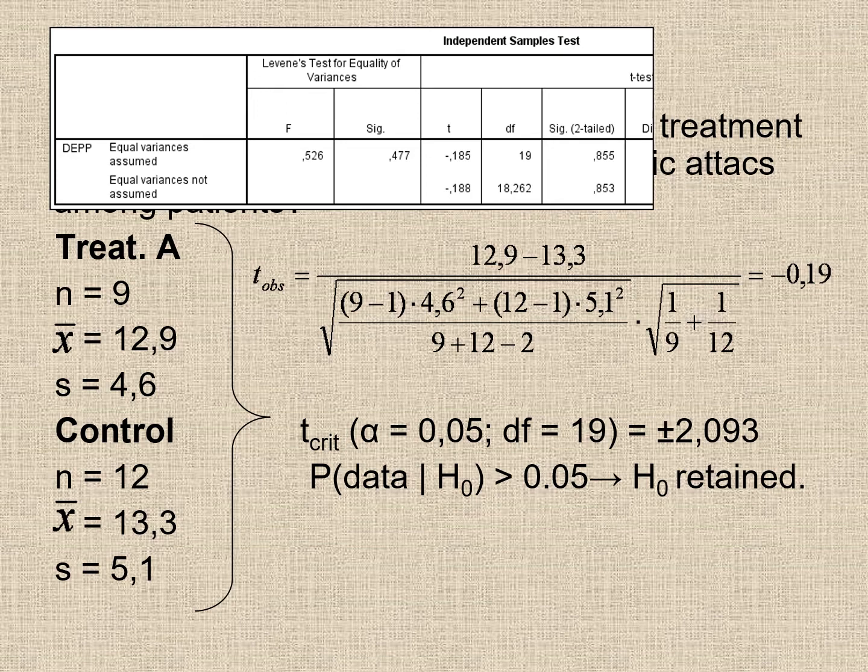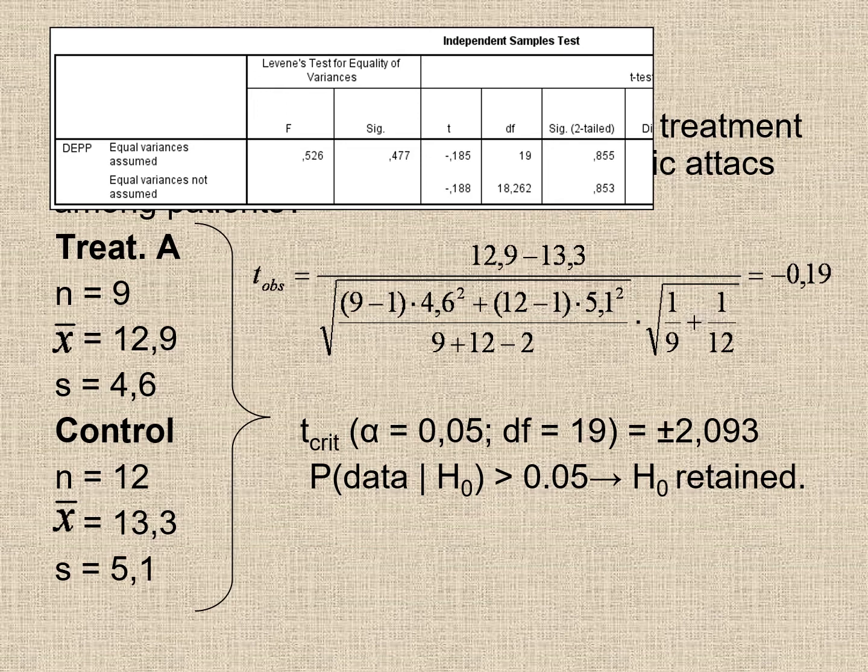This value tells us that if the null hypothesis is correct, and the two populations have the same mean, then the probability of getting two samples with sample means that differ this much or more from each other, namely 0.19 standard errors, is as high as 86%. So if the populations have the same mean, the probability of getting this large a difference between the sample means is 86%.